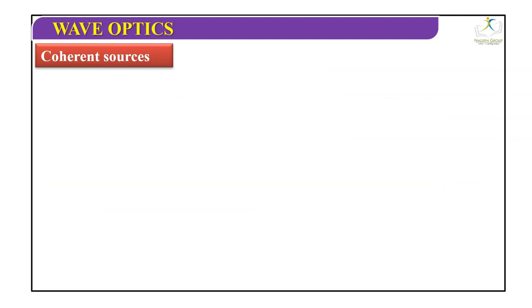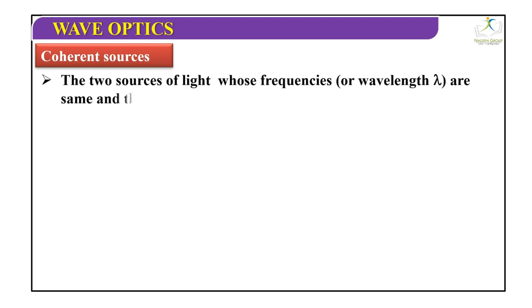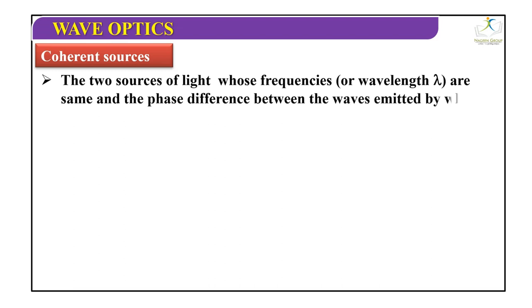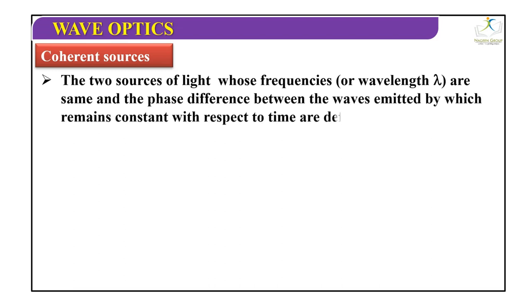This is the main topic of our chapter. Two sources of light whose frequency or wavelength lambda are the same, and the phase difference between the emitted waves remains constant with respect to time, are defined as coherent sources. Not only this, students, as you can see, we have frequency, wavelength, and phase. All three must be the same, otherwise we can't observe this phenomenon.